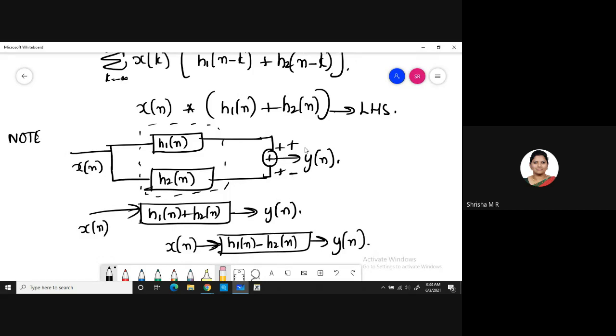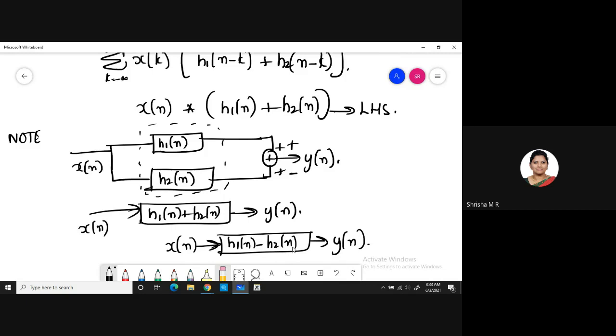Check the signs also here. If both are positive, you get h1 of n plus h2 of n. You are reducing the system to h1 of n plus h2 of n. If this is positive and this is negative, then you are reducing this to h1 of n minus h2 of n. Got it, everyone?